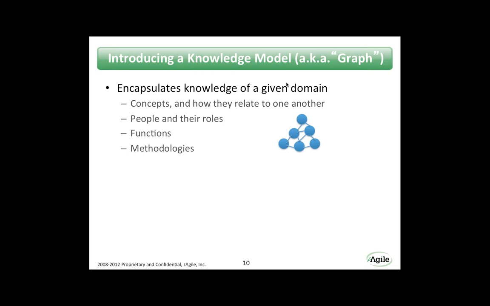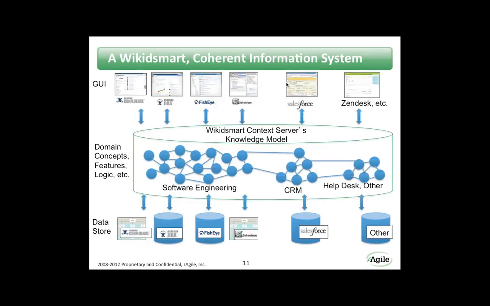Okay, so what we're doing is encapsulating knowledge for given domains. So when I say knowledge, I mean concepts and how they're related to one another. For example, code has tasks, and there's requirements associated to code, and there's tests associated with code, and QA folks create test plans, etc. The people in the roles, as I described a little bit, and functions and methodologies or processes. And so some of those domains are the ones that I mentioned before: software engineering, CRM, help desk. It could be finance, it could be insurance, it could be healthcare, it could be particular domains of healthcare, and so forth and so on. So we have this knowledge model all ready to go for you for software engineering, CRM, and help desk.